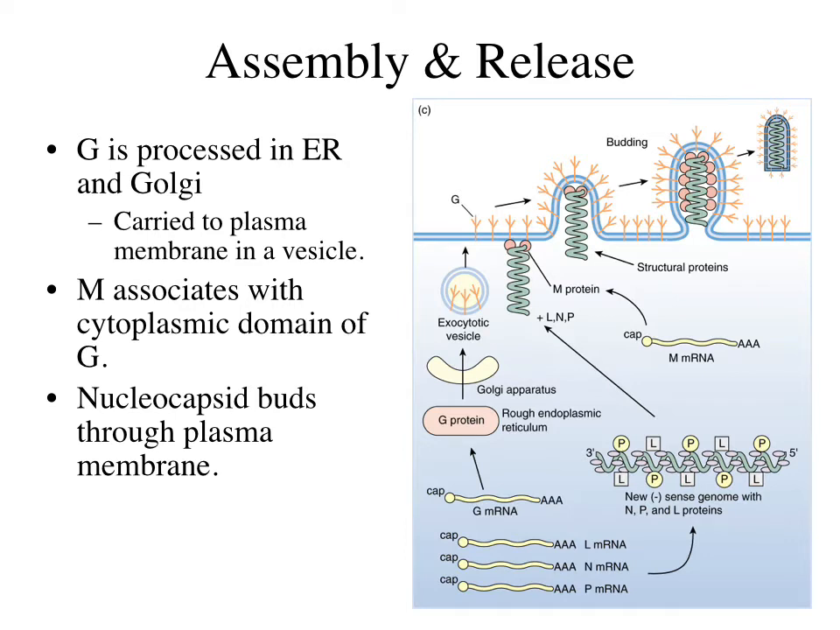Then for assembly and release, the G protein is processed in the ER and the Golgi. It's carried to the plasma membrane in a vesicle. And as is typical for envelope proteins like that, it has a cytoplasmic domain. The M protein, the matrix protein, associates with that cytoplasmic domain of the G protein. And then the nucleocapsid will bind with that, and you have budding through the plasma membrane.